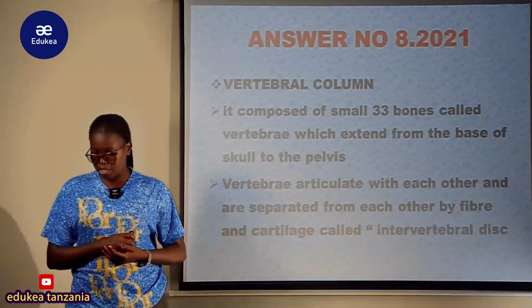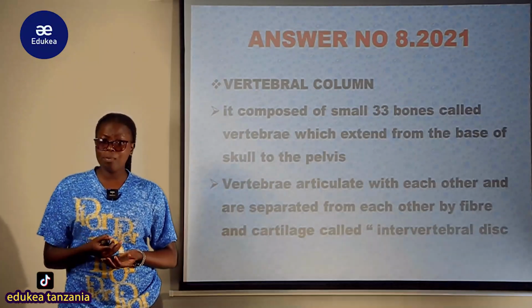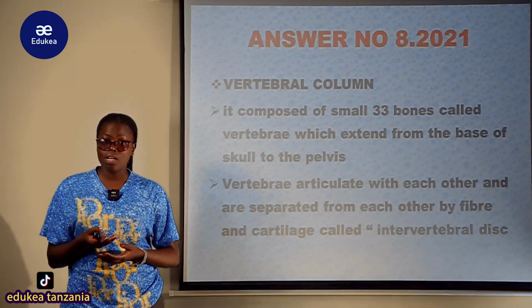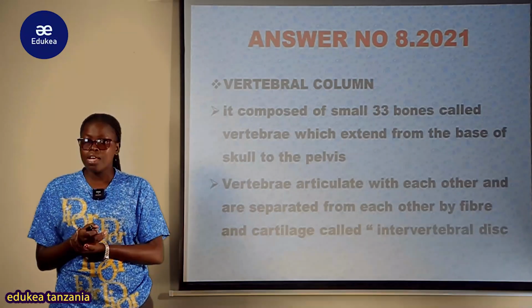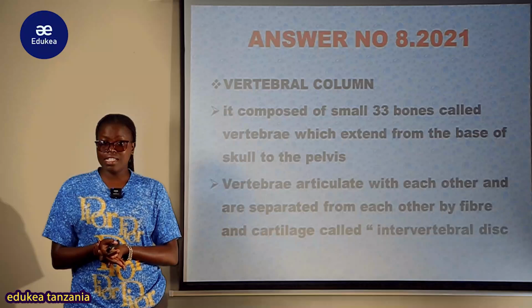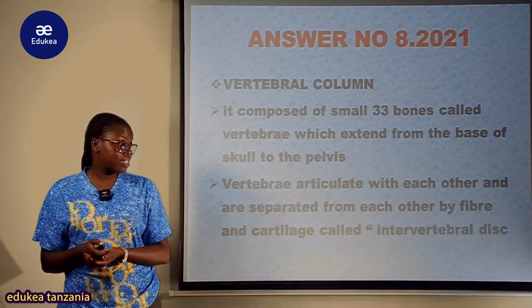Nyingine ni vertebral column. Vertebral column hii hapa imetengeneza uti wa mgongo. Au within himo kuna kuwepo cerebral, kuna spinal disc ambapo kuna kuwepo na spinal cord. Ambapo spinal cord ni part of the central nervous system which acts as the nerve conduction pathway for the transmission of these nerve impulses. So zina kazi gani?